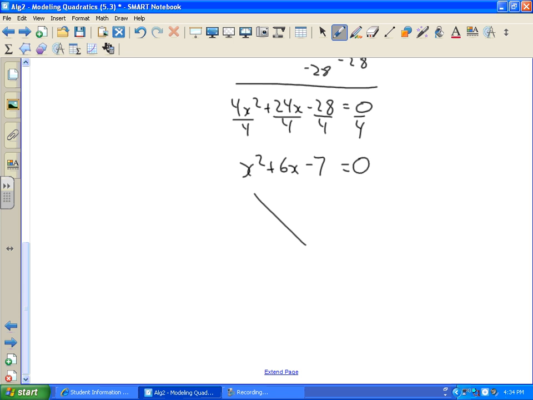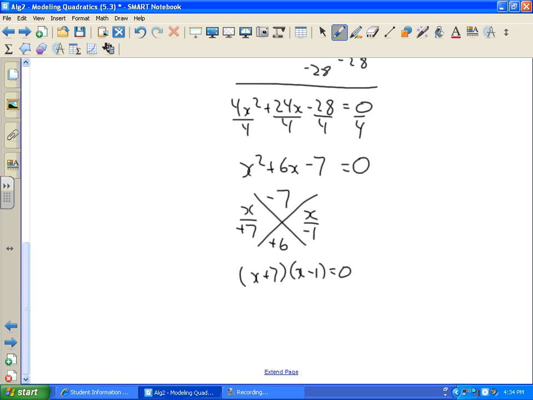All right. Negative 7, positive 6. By the way, we're going to try to factor this. Two numbers that multiply together to give me negative 7 and add together to give me positive 6. Hopefully you're thinking that is positive 7 and negative 1. That works. Like this problem, we've got x plus 7 as a factor and x minus 1 as a factor. We set it equal to 0.